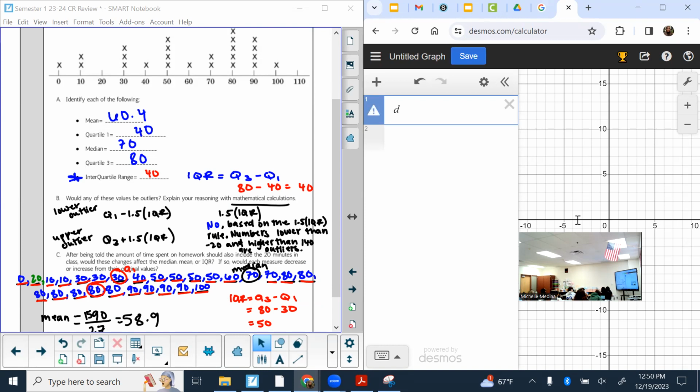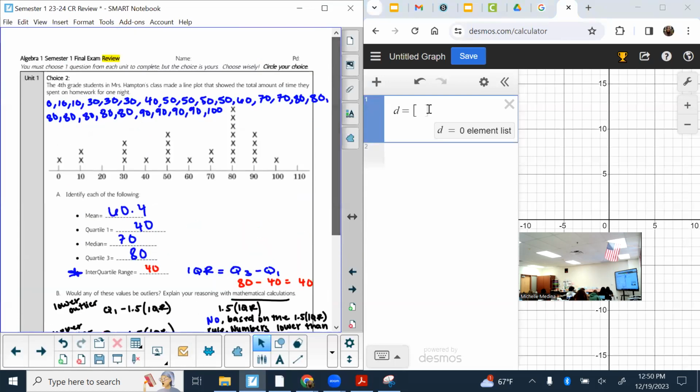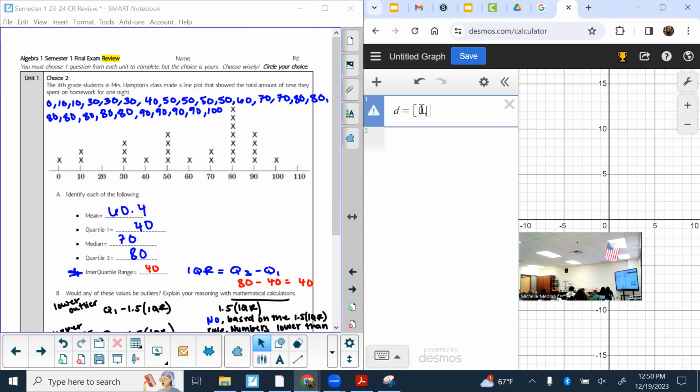And then what do I do? Close. To make Desmos work for this, you need to use a bracket. So you have to put like D for data equals a bracket and then type in all your data. To type in your data, separate the numbers with commas. And it tells you how much is in your list right here. So how much is in your list should match how many points were given to you.